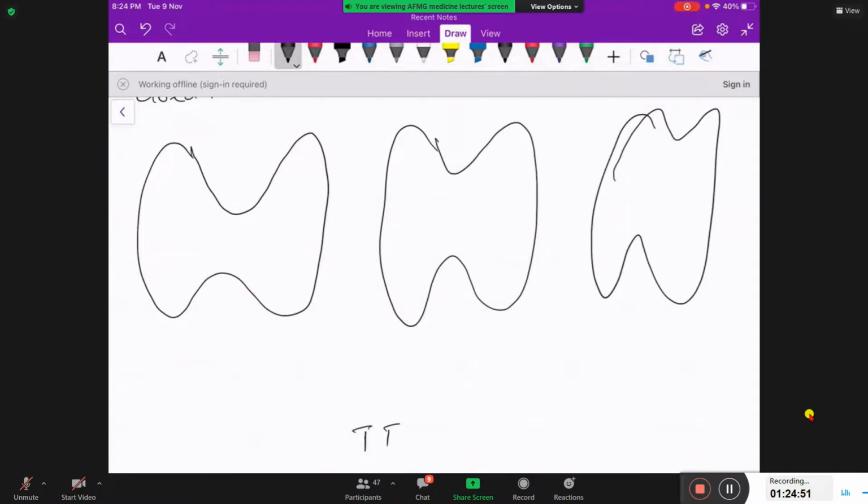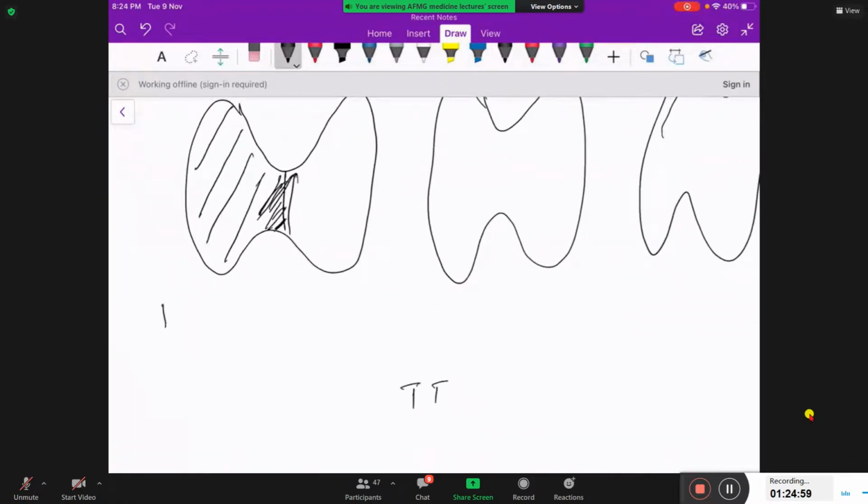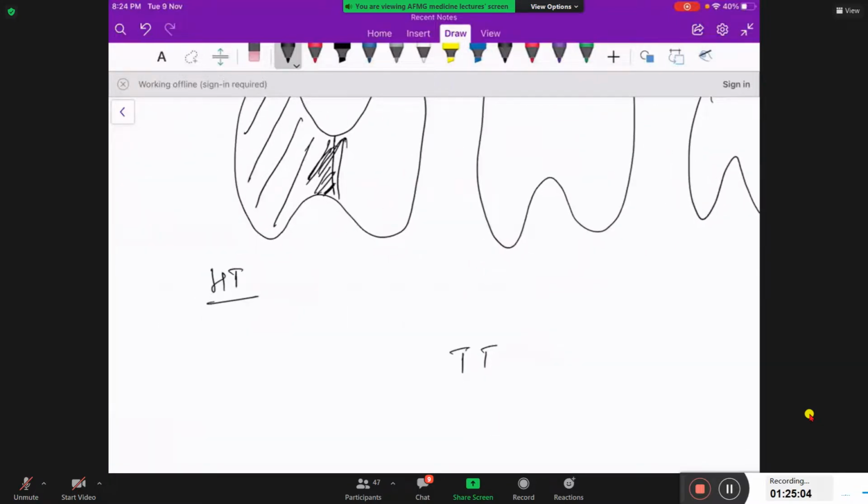Agreed? Now, if I remove this and isthmus also, this surgery is called hemithyroidectomy. So what did I do? I did lobectomy with isthmectomy. So lobectomy with isthmectomy is hemithyroidectomy.